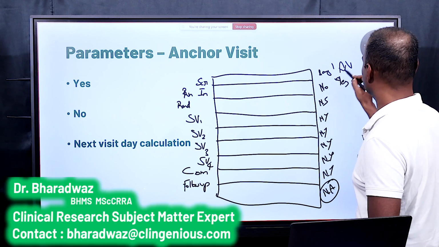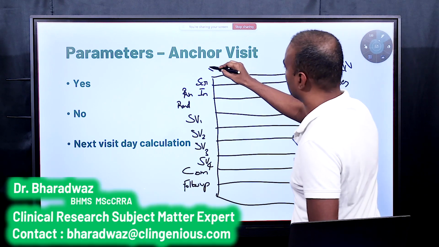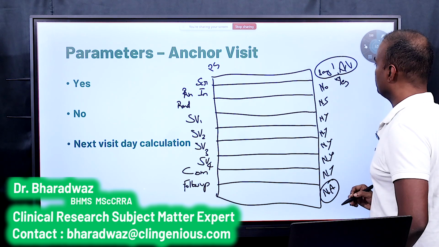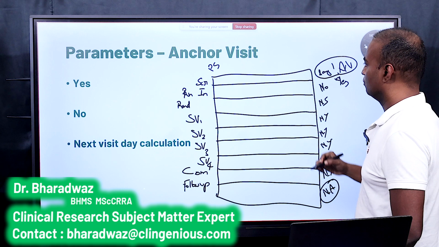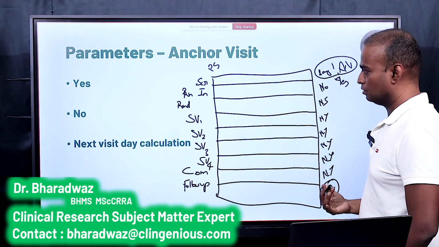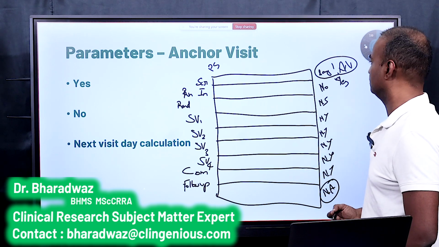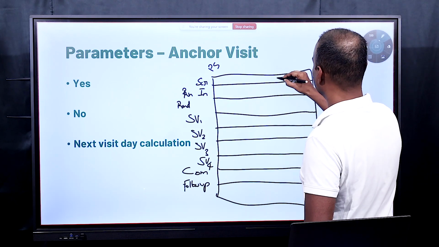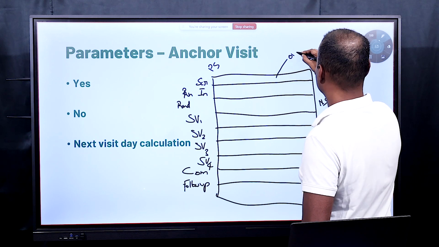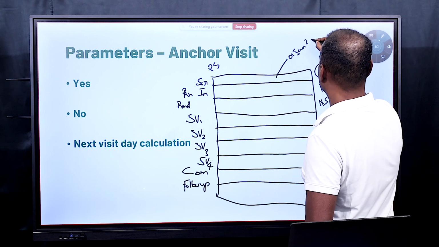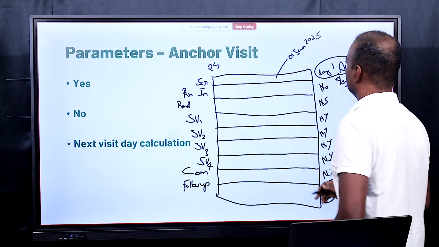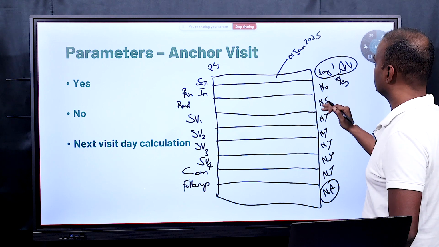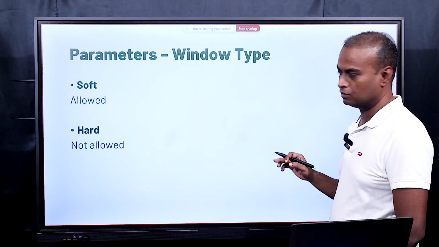Why is the first visit, whether it is screening or pre-screening, the anchor visit? What we mean by anchor visit is the visit from which the new visit is calculated. For example, the patient has come for screening on 1st Jan 2025. Think that for a subject, the first visit or screening visit is on 1st Jan 2025.